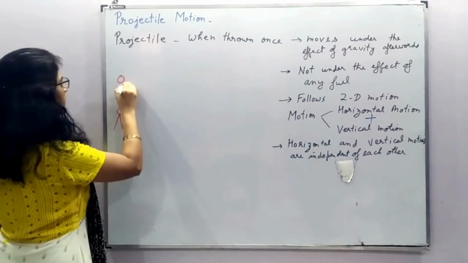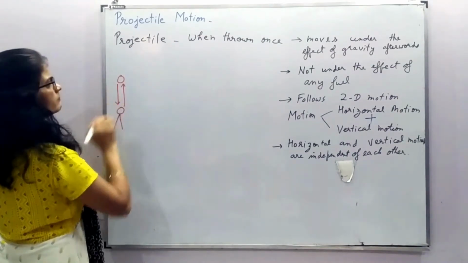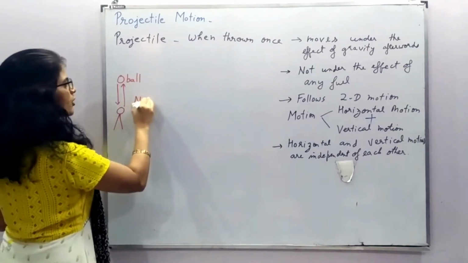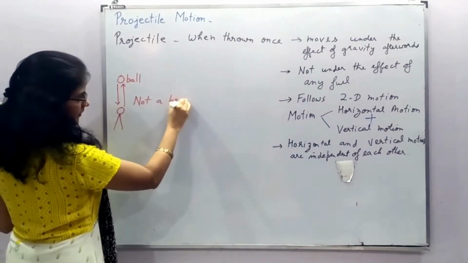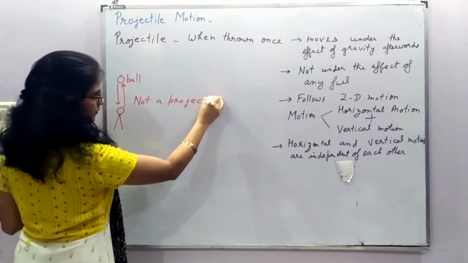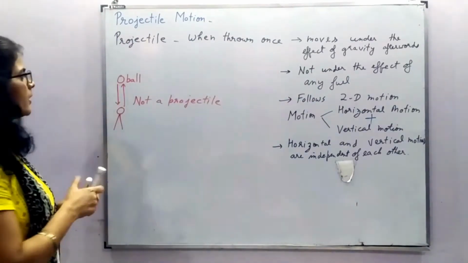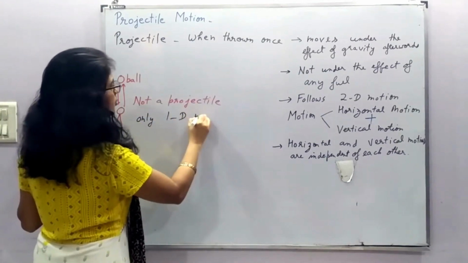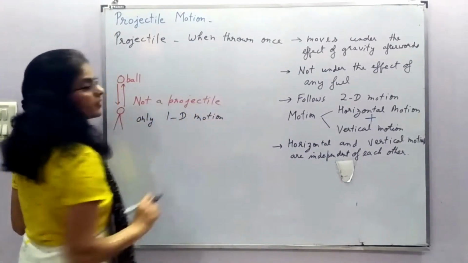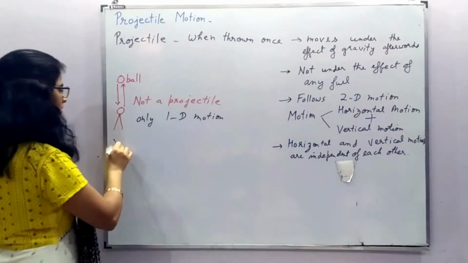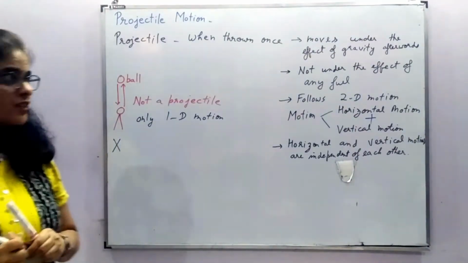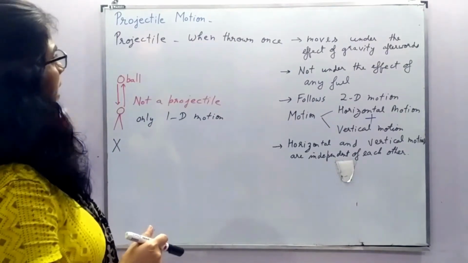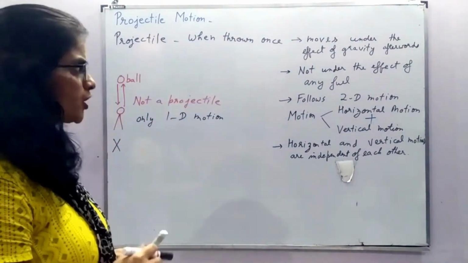I'll just mention it here. Ball thrown up, comes down. This is the ball. It's not a projectile. The reason being that only 1D motion is here. So that's not a projectile, right? So that's about the definition of projectile and the projectile motion, right?